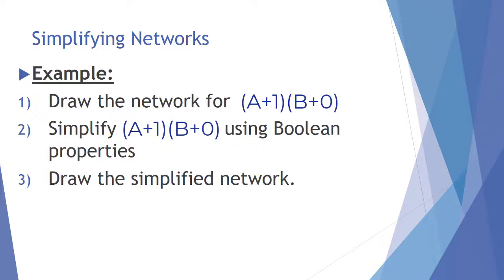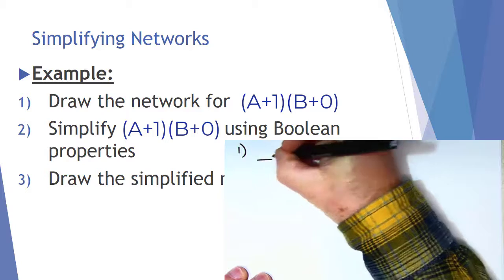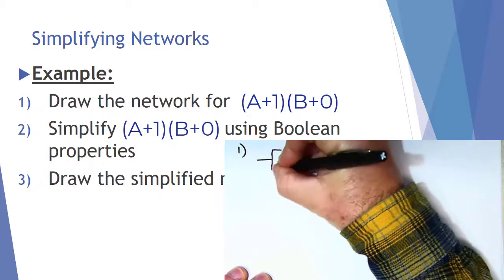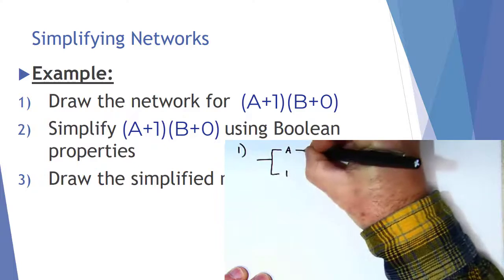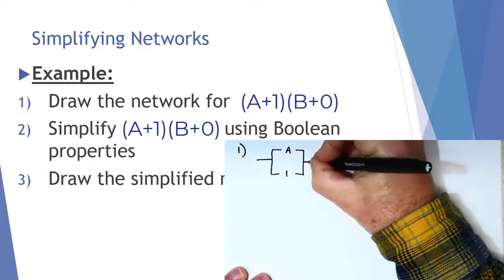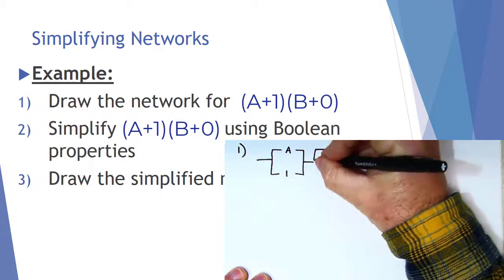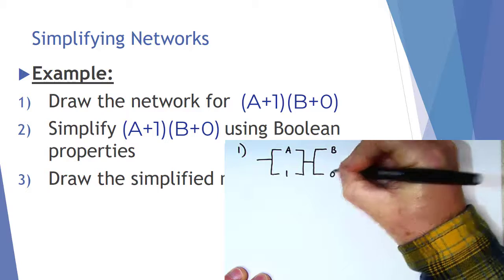Let's do another one. Let's draw the network for A plus 1 times B times 0. We'll simplify and then look at the simplified network. So for starters, we have A or 1. Let's draw those two in parallel. That's multiplied by B or 0. That is to say it's in series with another parallel path that is B or 0.